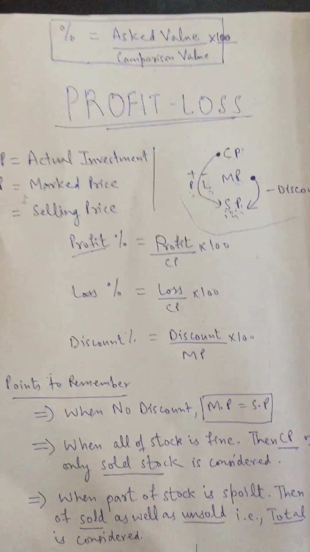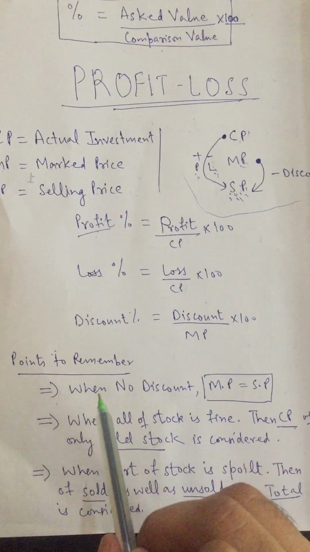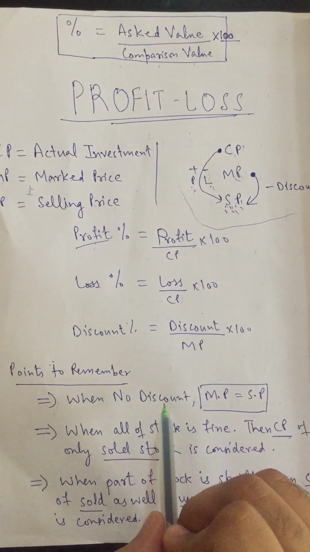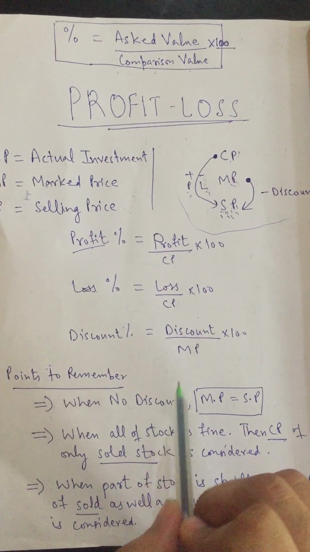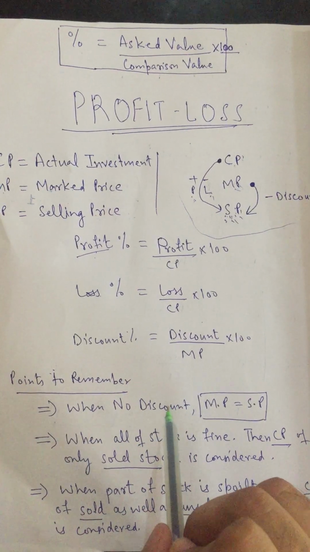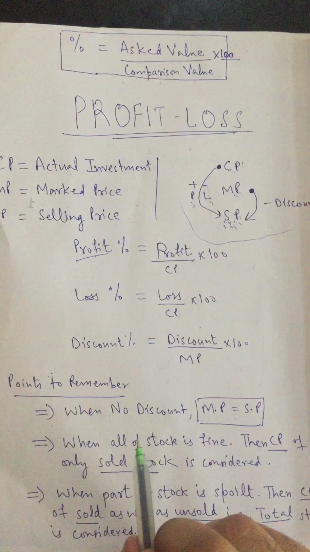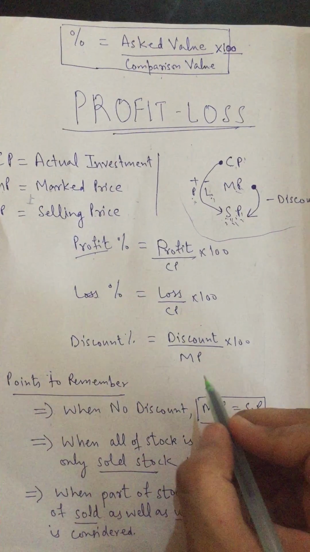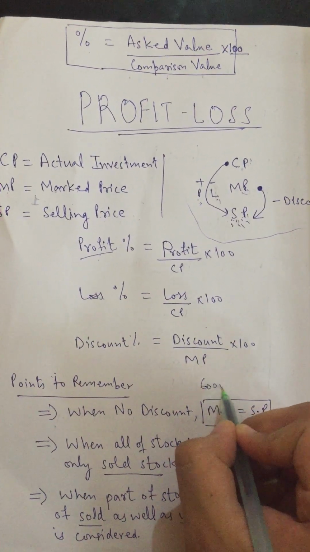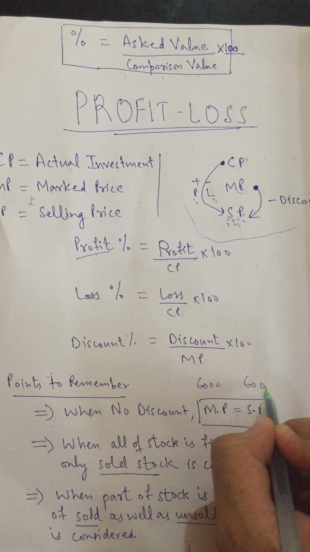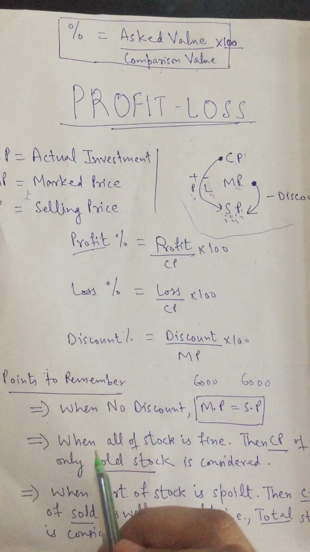Now some points to remember. When no discount is given, suppose you happen to buy a jacket worth rupees 6,000, 6,000 rupees is marked on the jacket and no discount is available. Then marked price will be 6,000 and selling price also will be 6,000 because there is no discount.